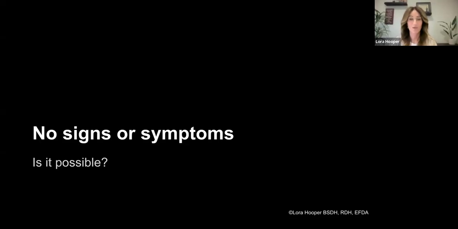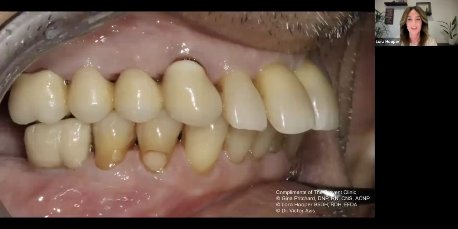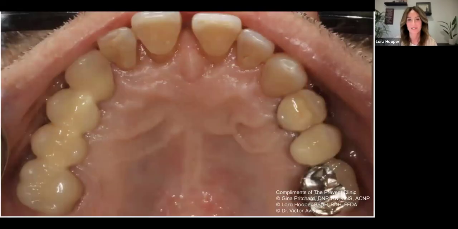But let's talk about, what if there's no signs or symptoms? Is it actually possible? Look at this patient. Yes, he has a history of disease, but many would argue that he might not have any activity. He's not active in periodontal disease. But how would we know? Does he even have an oral infection? What's causing it if he does? What type of infection is it? And what would be the best treatment? Well, let's take a look.